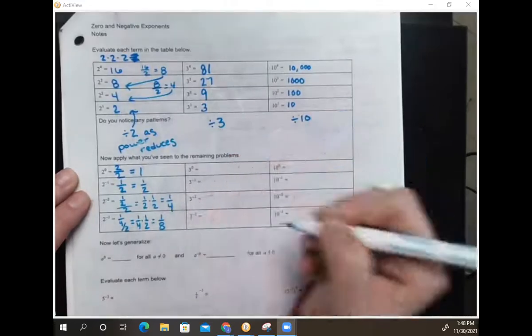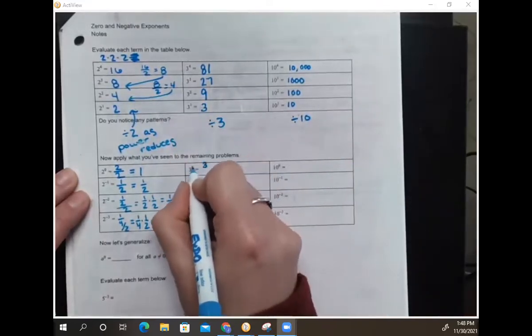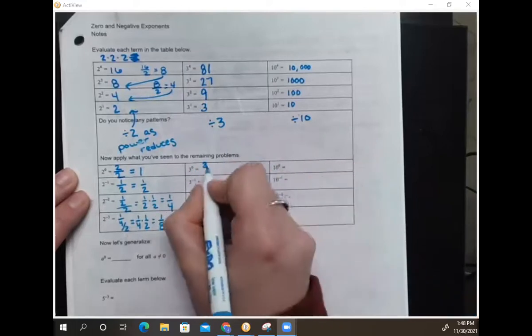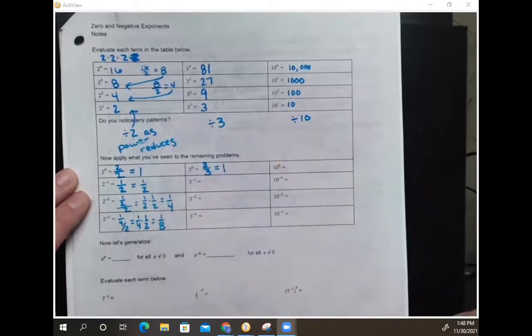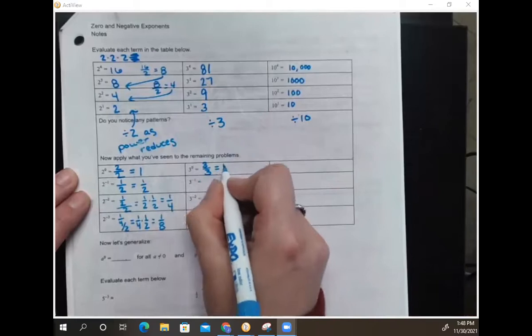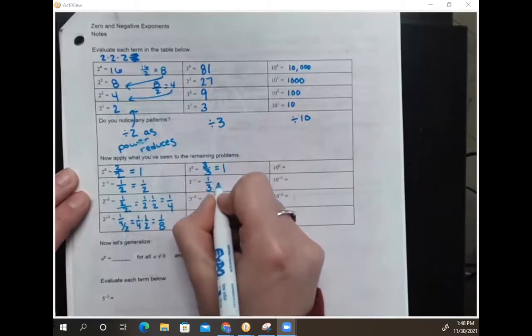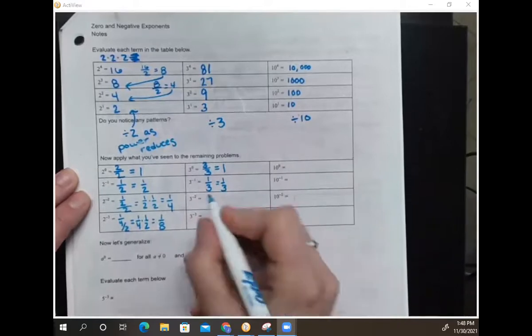I can do that with my 3's as well. So I know 3 to the first is 3. If I want 3 to the 0, if I want to reduce the power, I can divide out a factor of 3. So 3 to the 0 would be 1. If I reduce the power, I can take my last answer and divide out a factor of 3. And that, again, just gives me 1/3. I can't really reduce that.